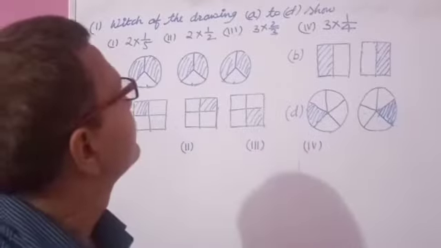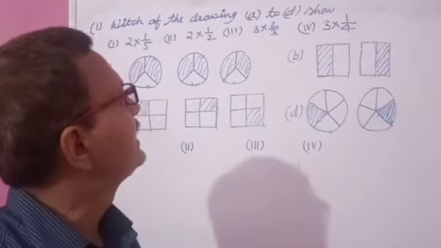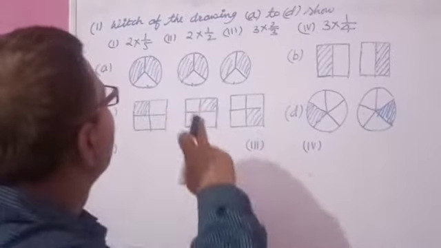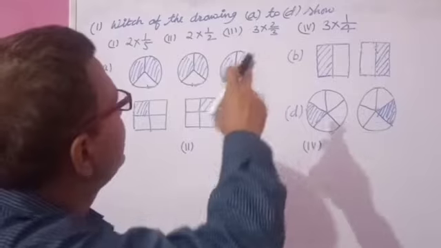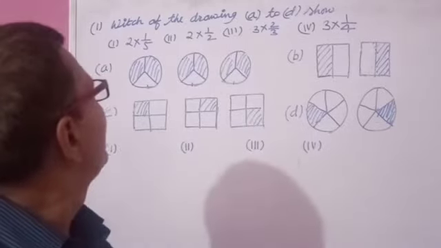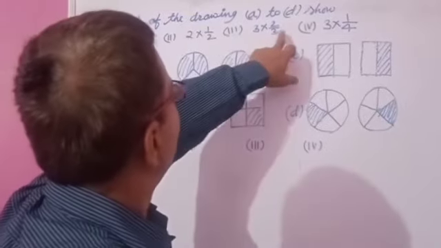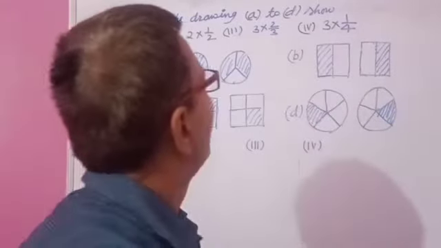Today we will start our chapter 2, Fractions and Decimals. Exercise 2.2. The first question is given here. Which of the drawings A to D show 2 multiplied by 1 upon 5, 2 multiplied by 1 upon 2, and 3 multiplied by 2 upon 3, 3 multiplied by 1 upon 4?